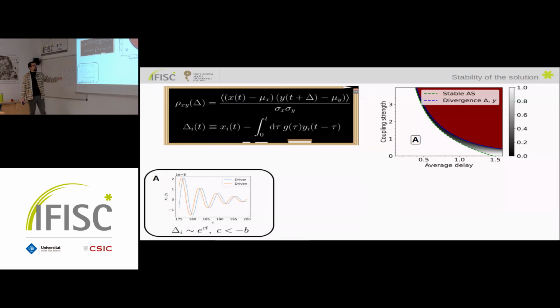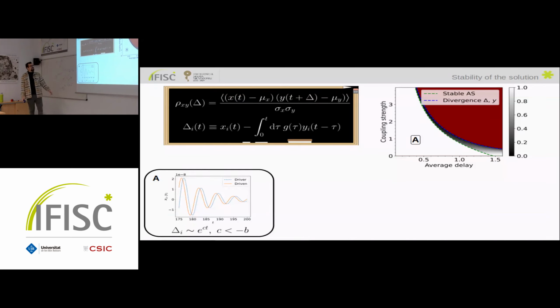The first region is this white region, in which the maximum of the cross-correlation is pretty close to 1. And this region is the region with anticipated synchronization. So if we plot a trajectory, you can see that there is, in fact, anticipated synchronization. And from the theory, you can see that these coupling terms are going to 0 faster than the rate at which x is going to 0.